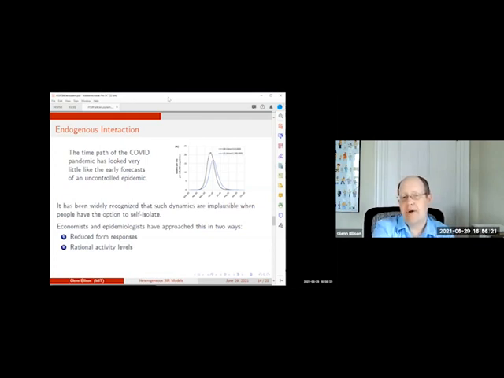And so, economists and epidemiologists both recognize this. They develop more enhanced models that capture this in two ways. One is a reduced form approach where you just try to empirically estimate behavior. And the other is the rational model, where you try to think about what would be the rational way that people would respond to epidemics if people are afraid of getting sick and dying, and there's some cost to getting sick.